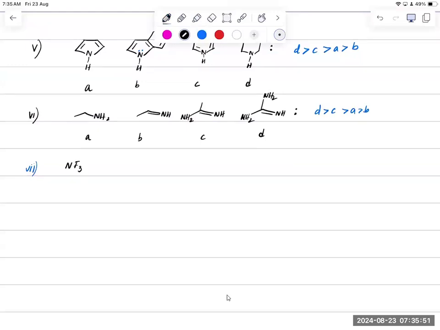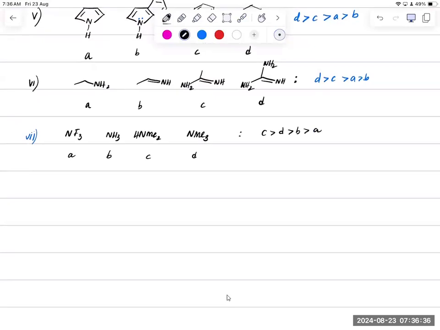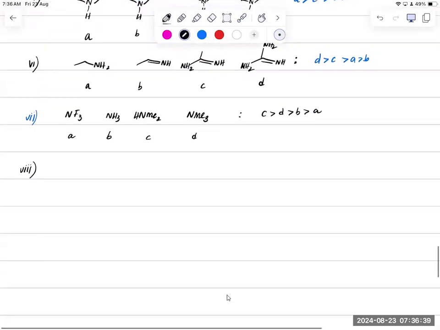Next, if you have NF3, NH3, and NHMe twice, and NMe thrice. See, if nothing is mentioned, like if it is acidic, polar protic solvent, water, aqueous solution, or non-polar, you will always by default take it as an aqueous solution. So if it is an aqueous solution, what will be the order? Tell me. If it is an aqueous solution, I take this as A, B, C, D. Then the order has to be C greater than D greater than B greater than A. Check if anybody has an issue with that.